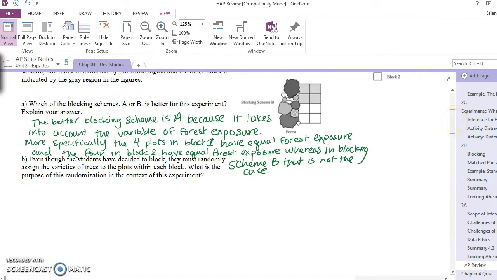Alright, so part B. Even though the students have decided to block, they must randomly assign the varieties of trees to the plots within each block. What is the purpose of this randomization in the context of this experiment? Okay, so randomization, in general, you're using it to reduce the possibility of systemic bias of some sort.